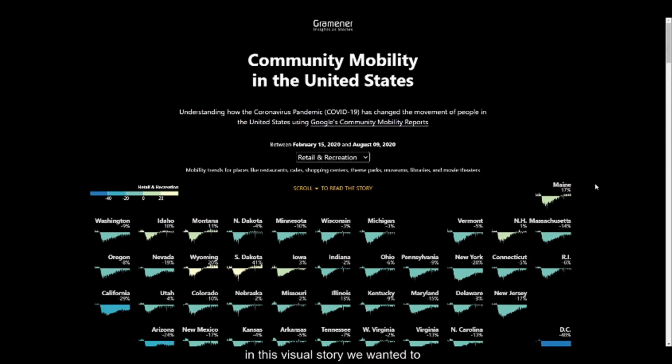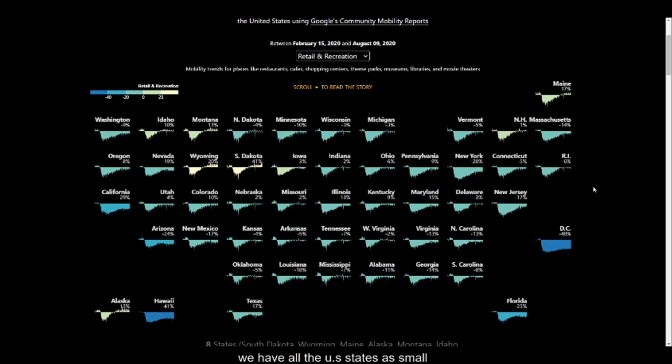In this visual story, we wanted to understand how states across the US have limited their movements to different places since the COVID-19 outbreak. Now, let's look at some of the critical visual elements. We have all the US states as small multiples, and each state is represented by an area chart, which shows the mobility trend. Color here represents the latest mobility percentage. For a curious reader, we also provide micro details like the latest value and use this text element on the top as a tooltip, changing the value as the user moves the mouse over the trend of the unit.